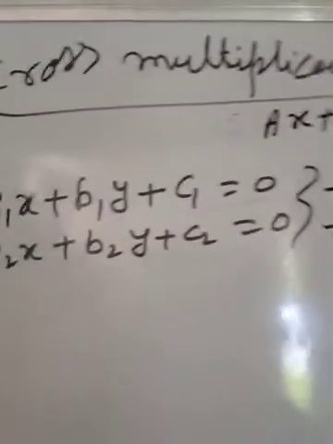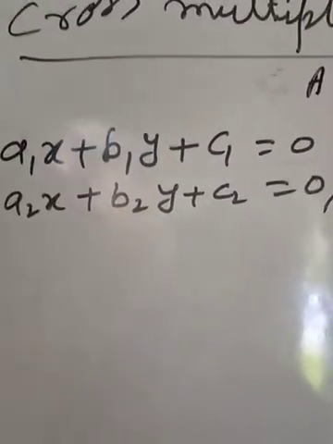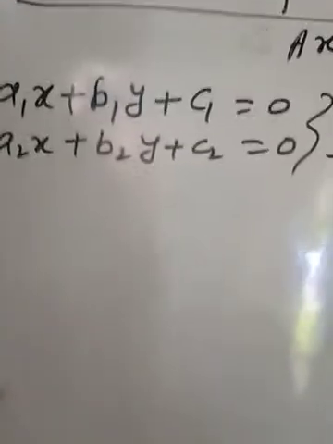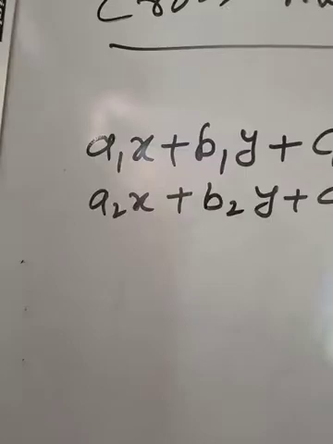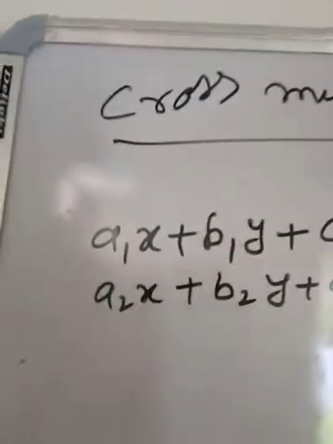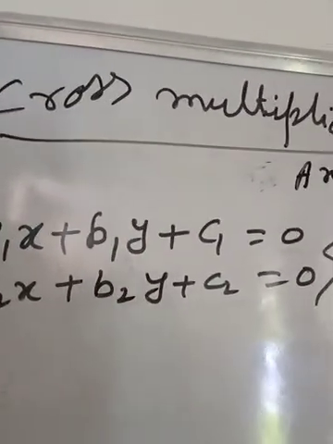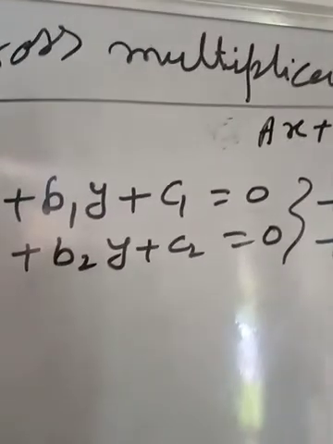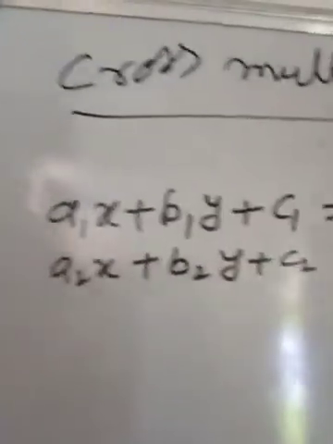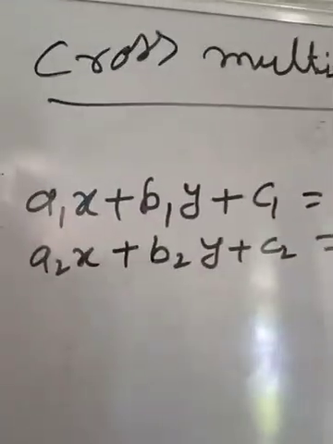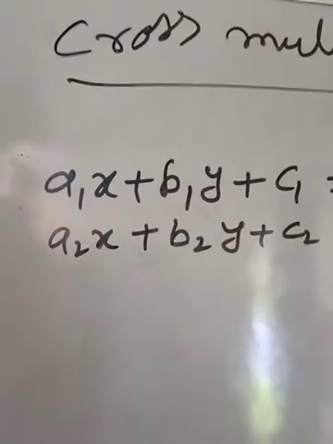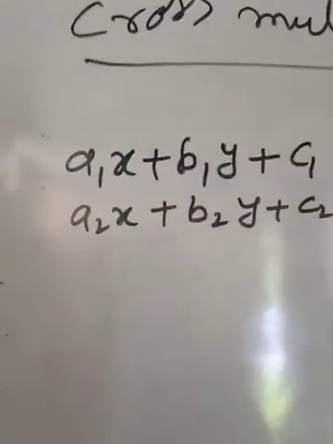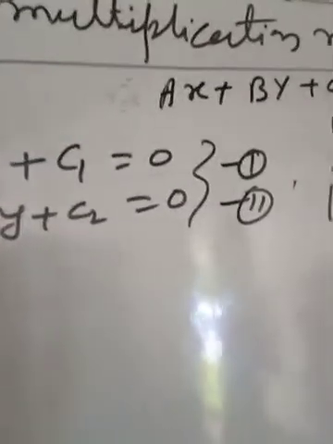Now first we have to convert the given system of linear equations into standard form. If in your question the constant term is given on the right hand side, then we have to transpose it to the LHS, and first of all, without caring about the sign, you should write in this way: a1x plus b1y plus c1 is equal to 0, and a2x plus b2y plus c2 is equal to 0.